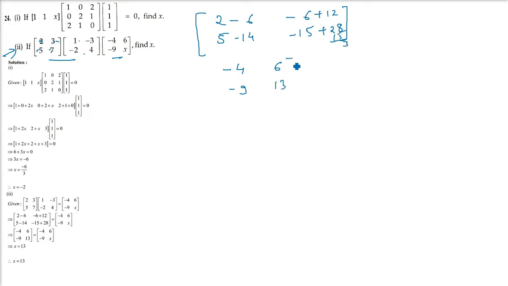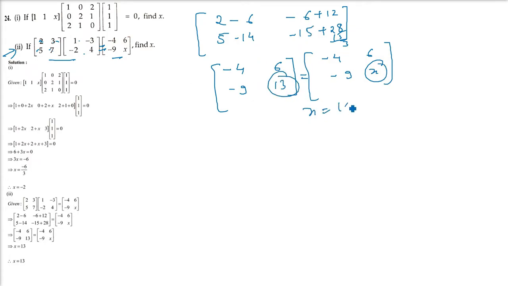Now multiply it with this matrix, minus 4, 6, negative 9, and x. Okay, so row column, that is how we have to do it. So this multiplication is not there. Actually, it is equal to. So just x is equal to 13. That is the final answer. This is equal, not multiplication. I just need to correct myself.